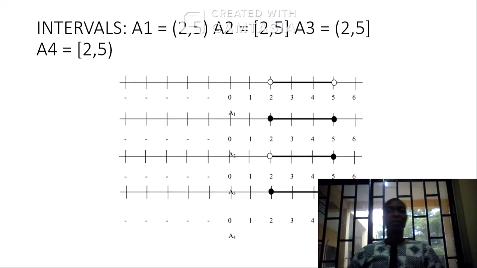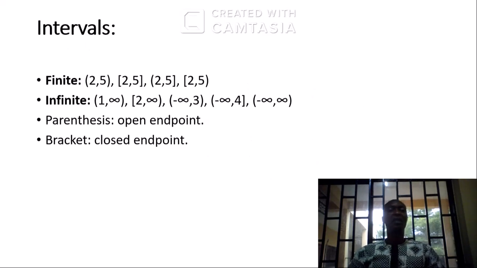Look at the first one, A1. The interval between 2 and 5, both of them are not included, and it is called an open interval. We are considering the distance between 2 and 5. But look at the parentheses there. They are not square brackets, they are just ordinary brackets. That means 2 and 5 are not included.